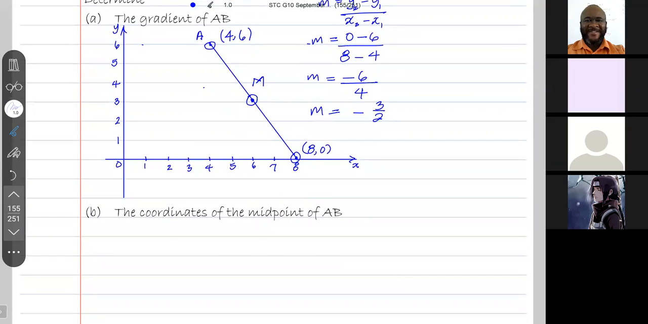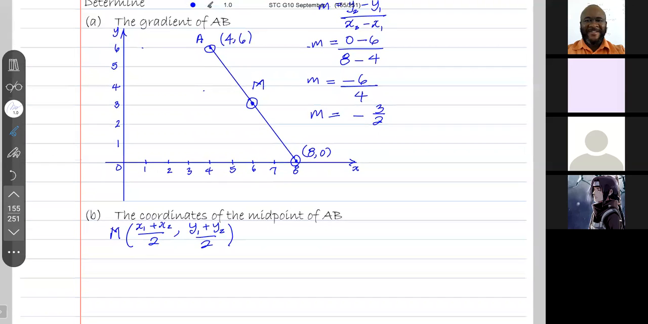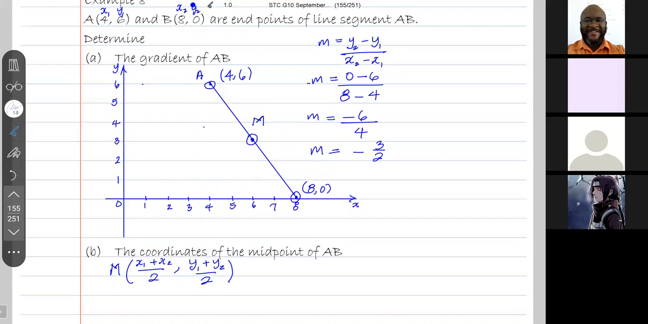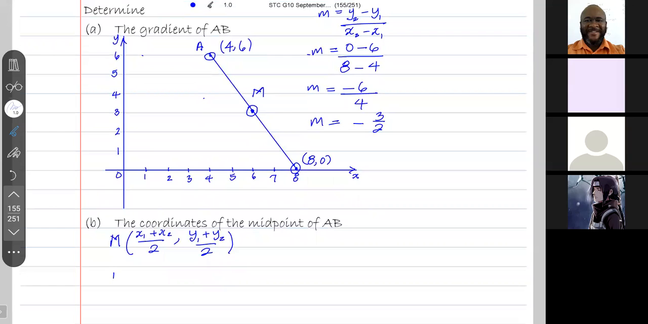Now the formula for determining the midpoint of the line is M equals ((x1 plus x2) over 2, (y1 plus y2) over 2). So x1 is 4, x2 is 8, y1 is 6, y2 is 0. So M, the midpoint of the line, you all should have your book, should be (4 plus 8) over 2, comma, (6 plus 0) over 2.